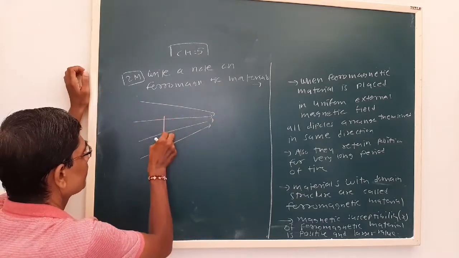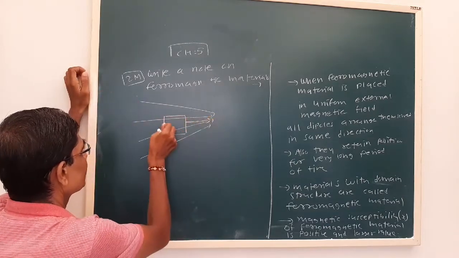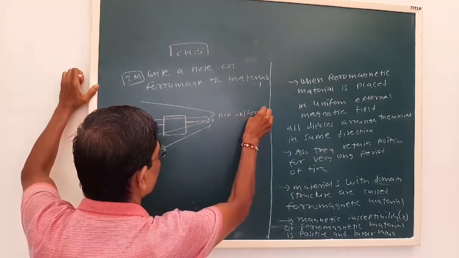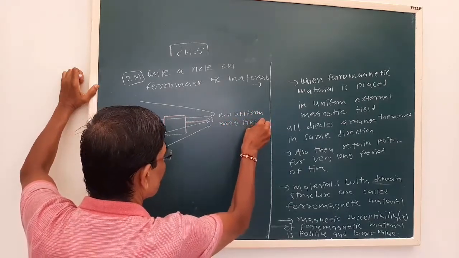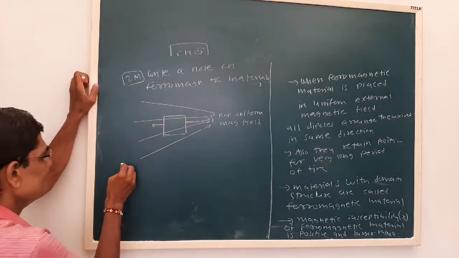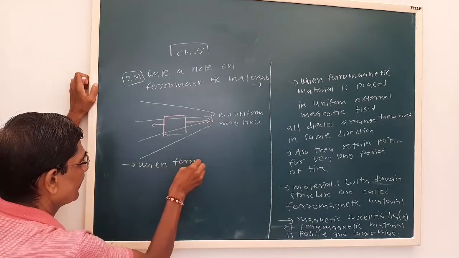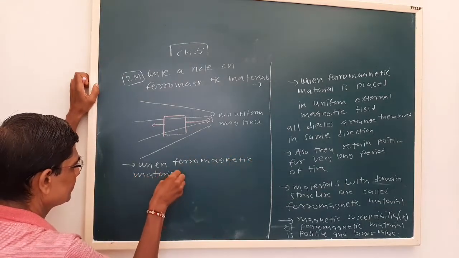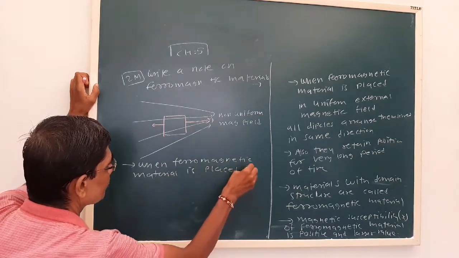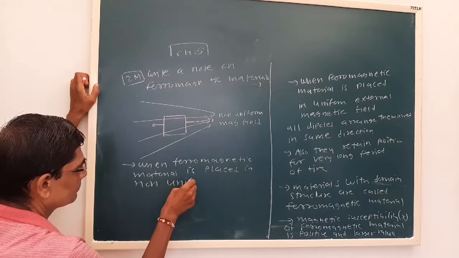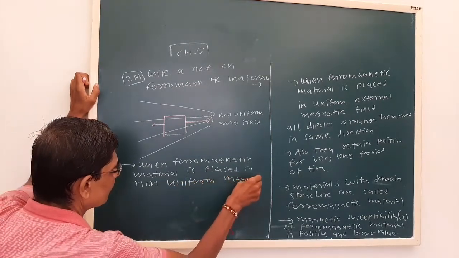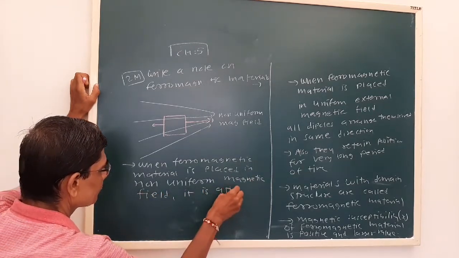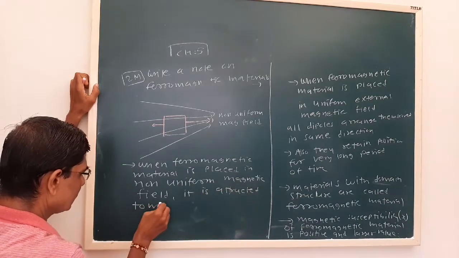When a ferromagnetic material is placed in a non-uniform magnetic field, it is attracted toward the stronger region.